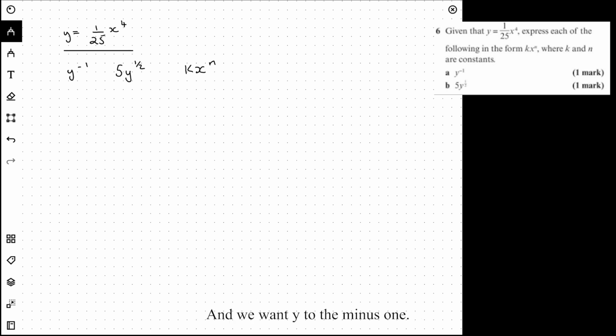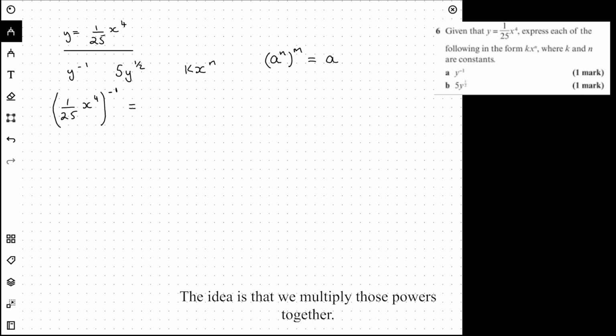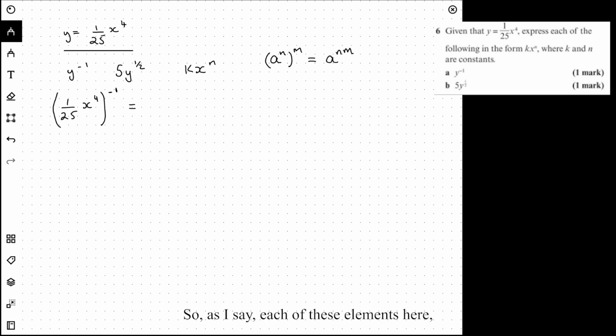the minus 1. So that would be 1 over 25x to the 4, to the minus 1. Now, with indices, each of the elements within the term, so the 1 over 25 is one element and the x to the 4 is one element, each of those raised to the power of minus 1. And when we have a power to a power, the idea is that we multiply those powers together. So, as I say, each of these elements here need to be raised to the power of minus 1.